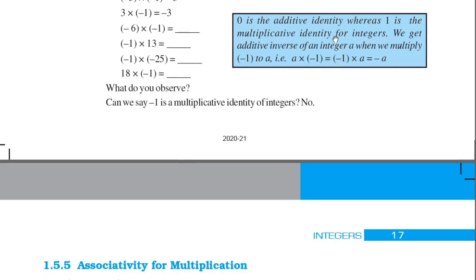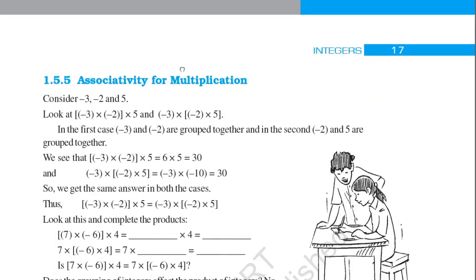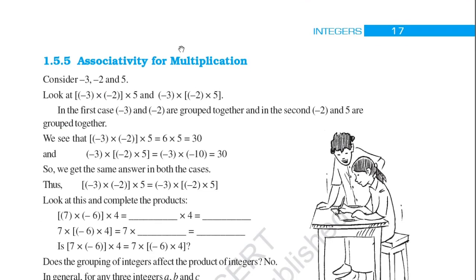So, associativity for multiplication. You can see here 1.5.5. Consider minus 3, minus 2 and 5. Look at it: minus 3 into minus 2 into 5. You can write it like this also, by the associative property, because it is multiplication. In the first case, minus 3 and minus 2 are grouped together, and in the second, minus 2 and 5 are grouped together. We see that minus 3 into minus 2 into 5 is equal to 30, and here also it is equal to 30, because minus minus will become positive. So we get the same answer in both cases.